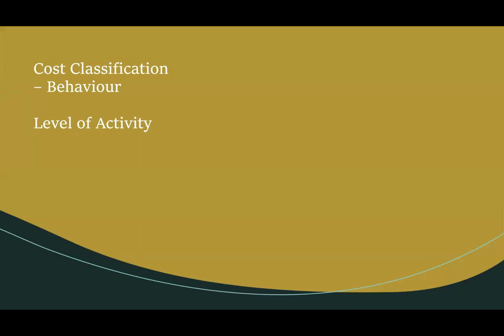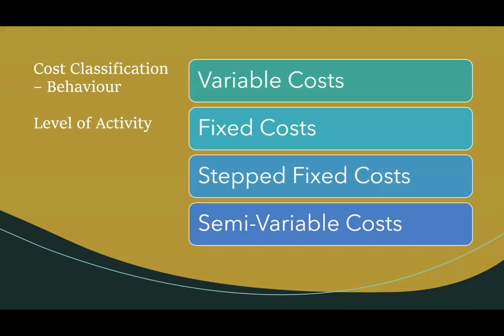Now, the last way to classify the cost is based on the behavior of the cost. And for that, you need to understand the concept of level of activity. When you talk about level of activity, it actually means the number of cakes or the number of units you have produced. So, based on that, you need to understand that the cost can fall into these four categories. You have variable cost, you have fixed cost, you have step fixed cost, and you have semi variable cost.